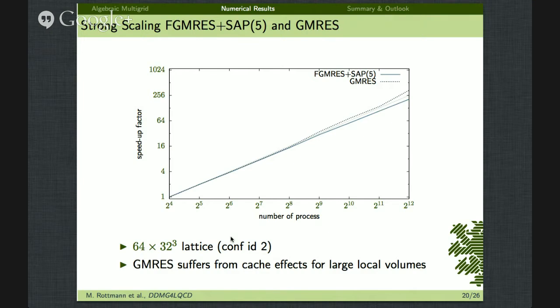So this is due to bandwidth problems. If you apply GMRES and go to a small number of processes, then you have a very large local lattice, and you just see cache effects. It's just slowing down due to streaming all these large long vectors all the time through the cache, and that slows you down. This problem is not the case for SAP, and it's just slightly underscaling due to next neighbor communication, which we have also profiled. So to some extent, next neighbor communication gets more expensive when you have more processes involved.